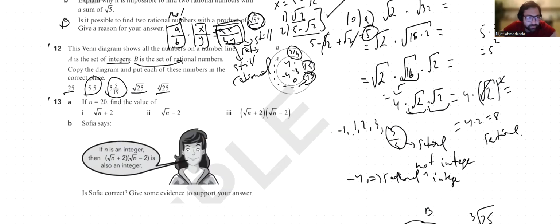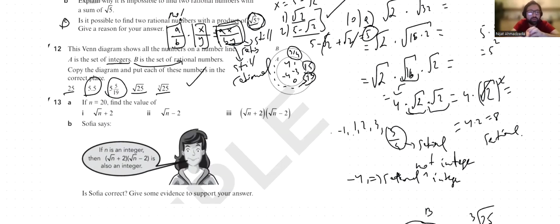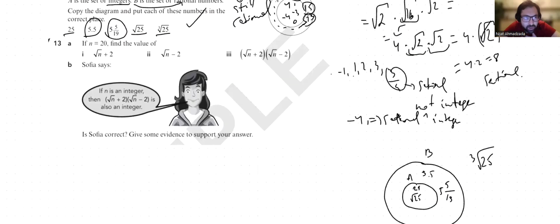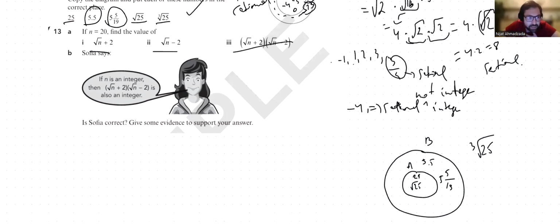Okay, good. Question number 13. If n is equal to 20, find the value of this, the value of that, and the value of this. Okay, so let's say 13a1. So n is 20. We have to find square root of n plus 2. So n was 20, so instead of n, I'm going to write 20 plus 2. So this is part 1.